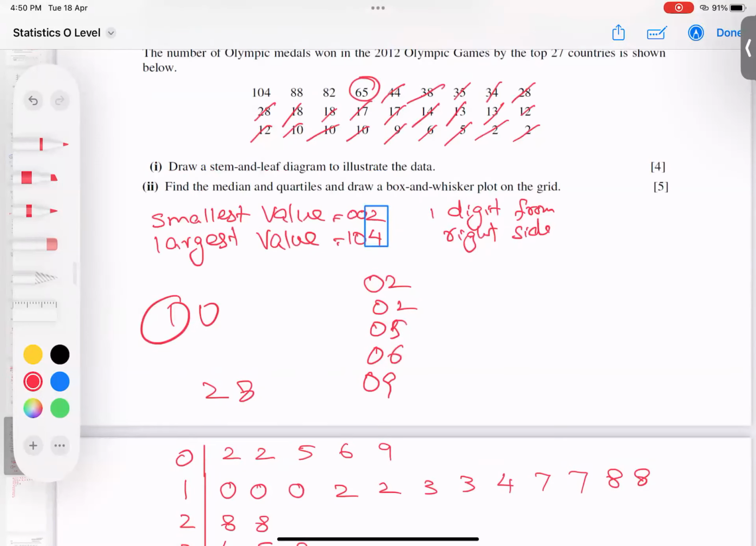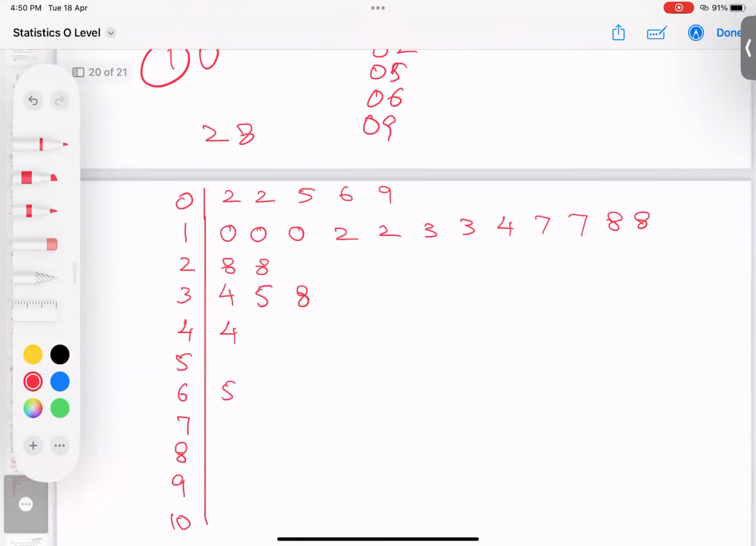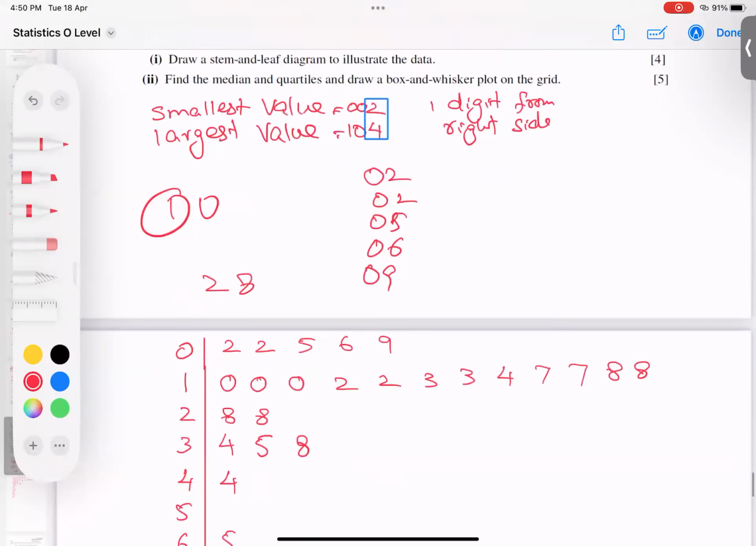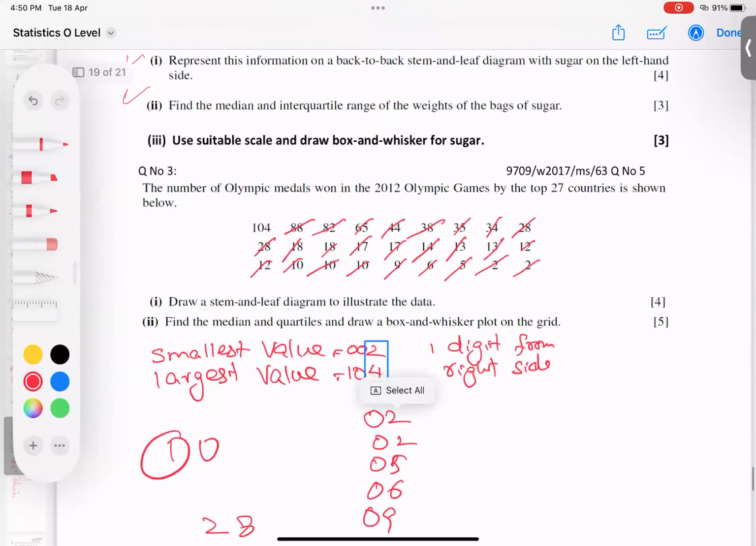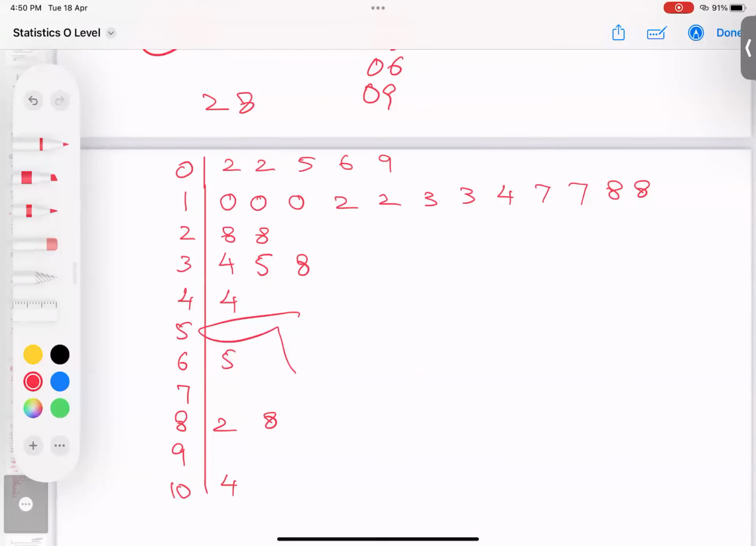And next, 65 is there. So the line of 6 and 5. 65 has nothing as a member of 5, so leave it empty. The third last is 82 and 88. And the last one is 104, which means 10 and 4. I hope you understood well. And where no members are there, you will leave it empty, so don't care about this, okay?